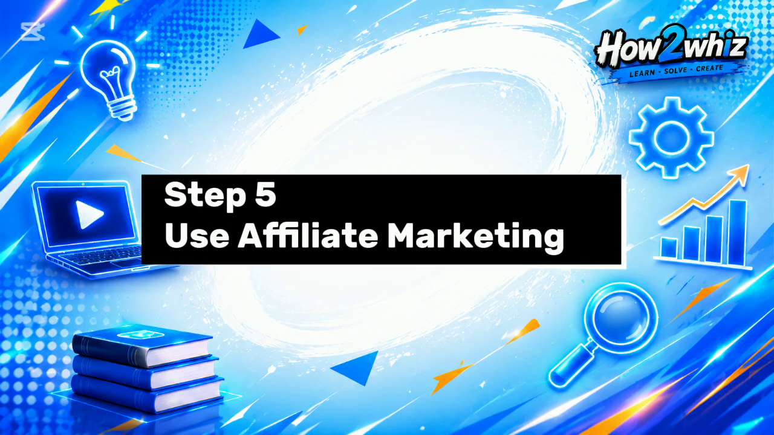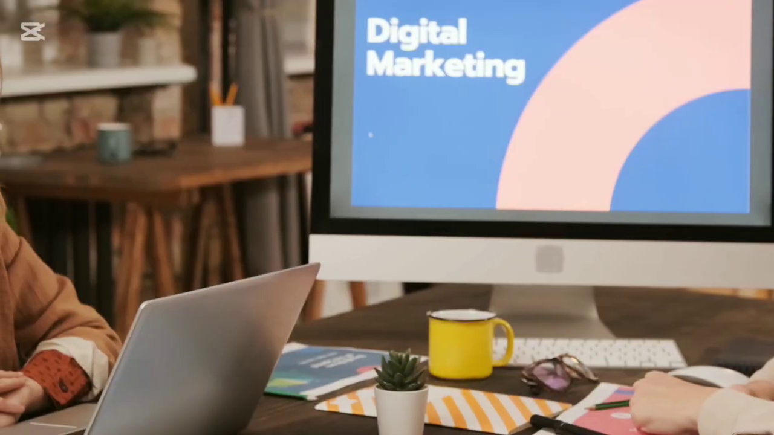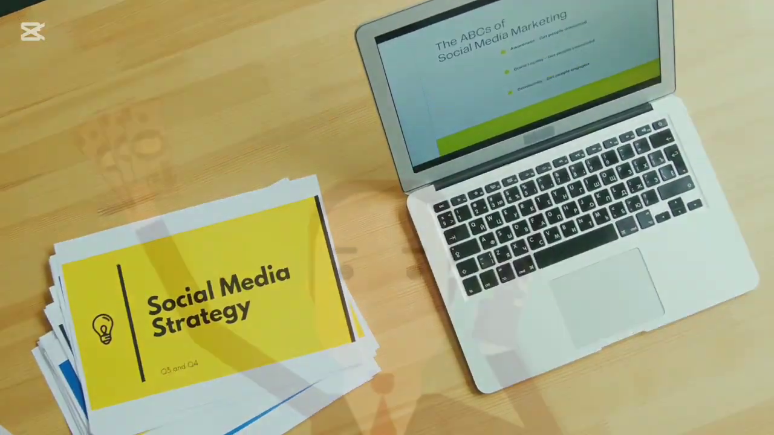Step 5. Use affiliate marketing. Promote products or tools in your videos. Example: AI software, editing apps, online tools. Place affiliate links in your description and earn commissions from sales.